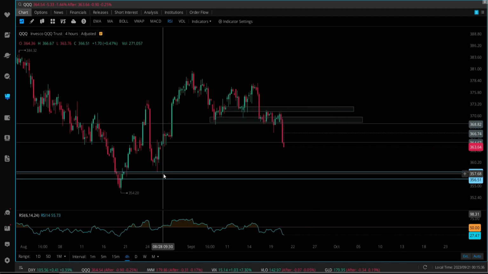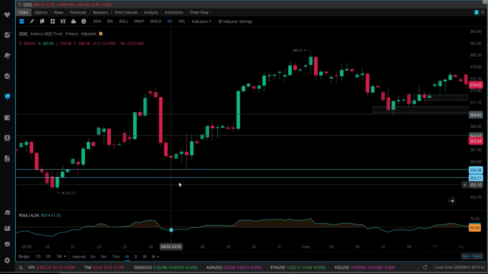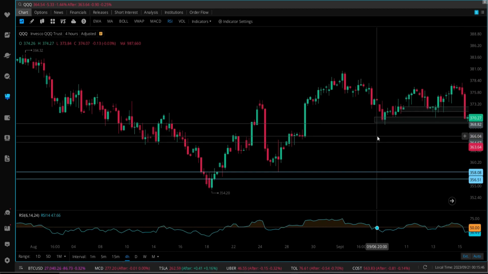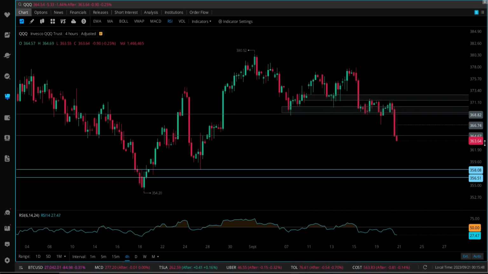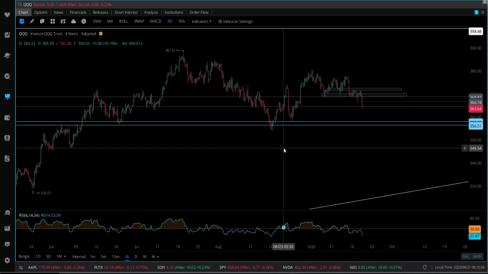So where's our sell side liquidity? Well, this candle right here, this wick right here, is the first level of sell side liquidity. $358 on the share price. Where are we currently? 363. Doesn't seem like a lot, but it is. That's a pretty decent move to the downside.